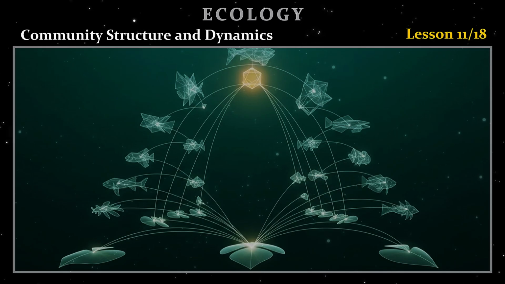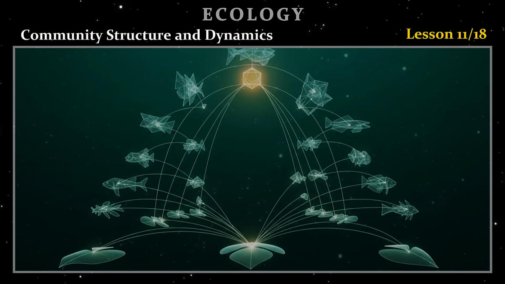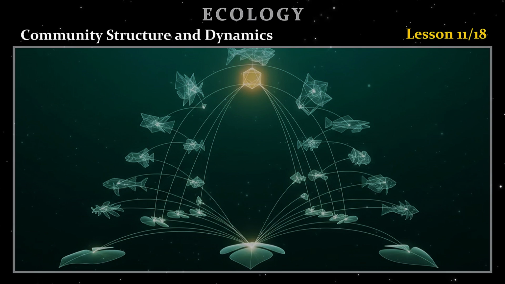In a top-down model, the community is controlled by predation. This is often called a trophic cascade. Let's return to the wolves of Yellowstone National Park. When wolves were reintroduced in 1995, it triggered a cascade. The wolves killed elk, but more importantly, they changed the elk's behavior. The elk stopped grazing in the open valleys where they were vulnerable.